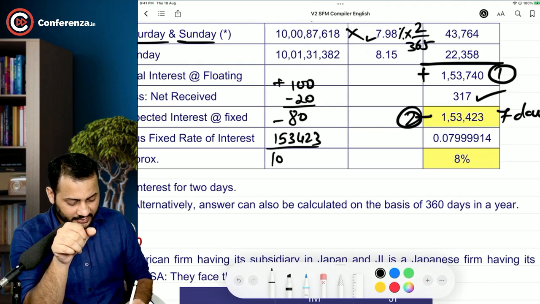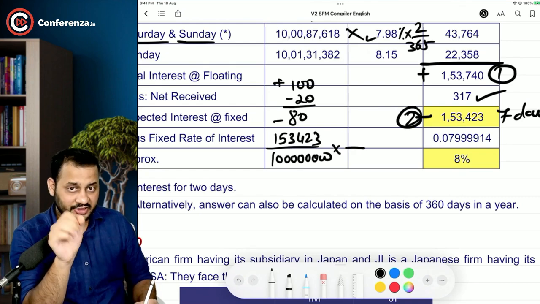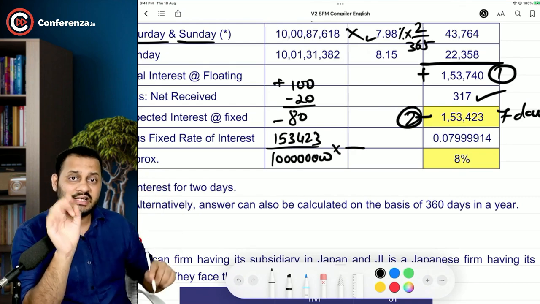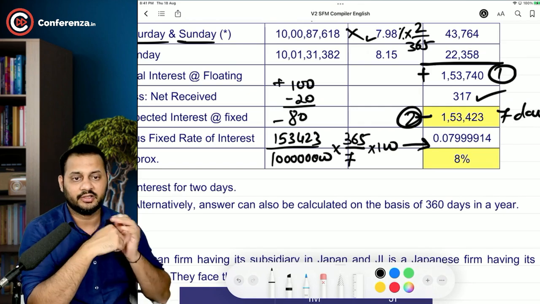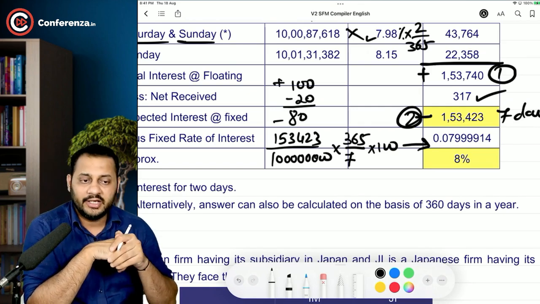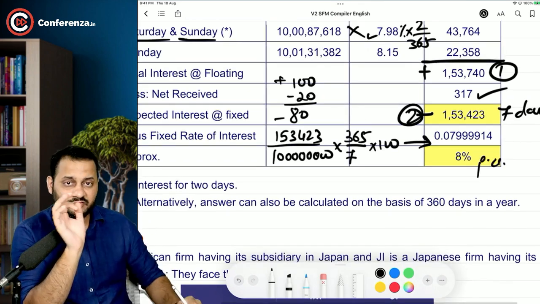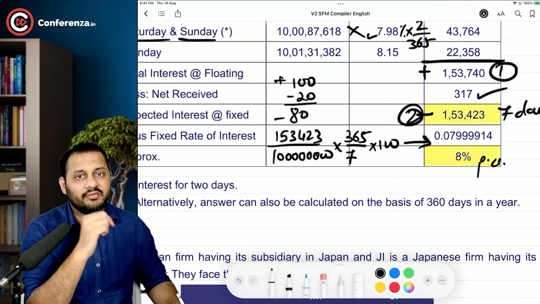153,423 divided by 10 crore, multiplied by, understand, this is the 7 days interest. So divided by 7 multiplied by 365 into 100 will give you this rate, 8%. So 8% per annum is the fixed rate of interest that was not given in the question.